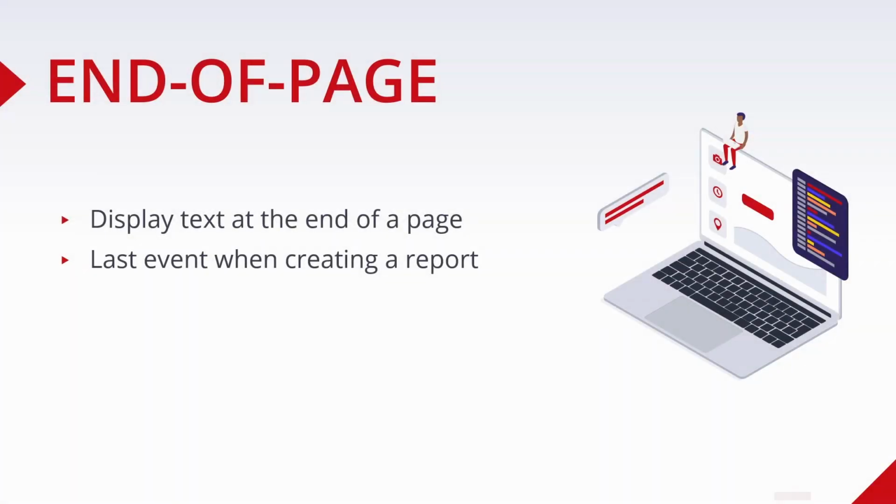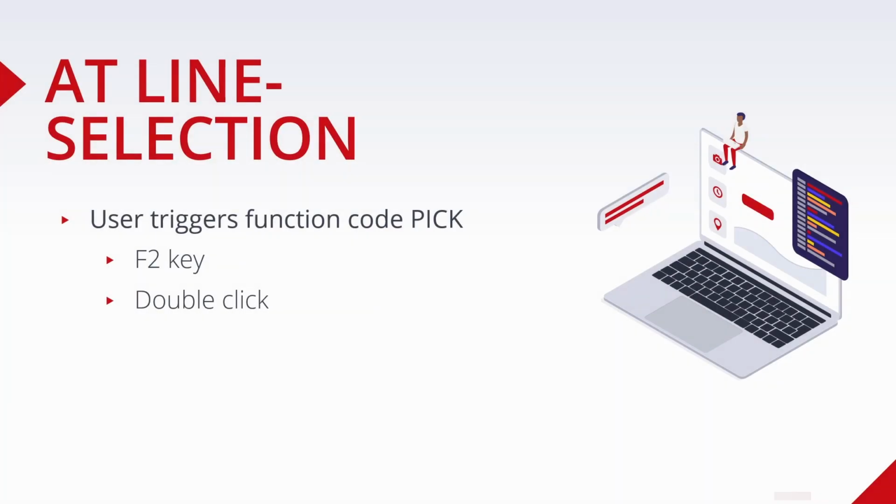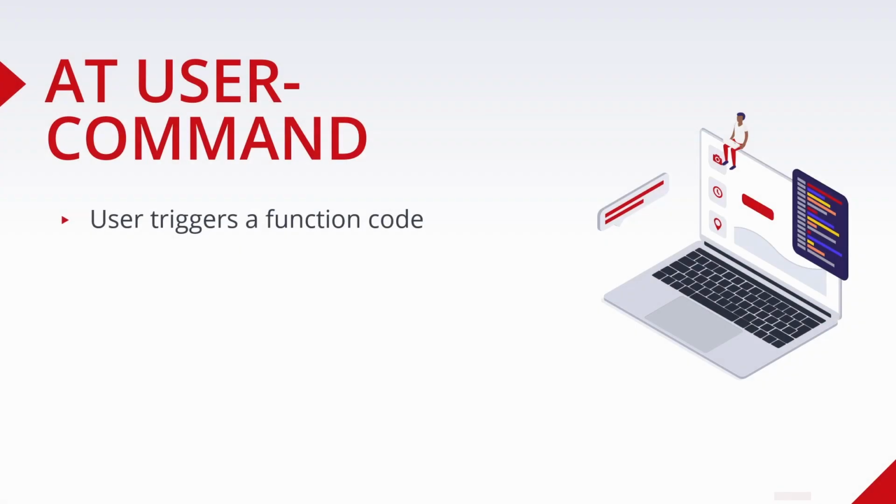End of page is fired to display the text at the end of a page in a report. Note that this event is the last event when creating a report and should be combined with the line count clause of the report statement. So normally with double clicking or the F2 key, you can use at line selection. So when the user triggers the predefined function code pick, at user command when the user triggers a function code defined in the program.